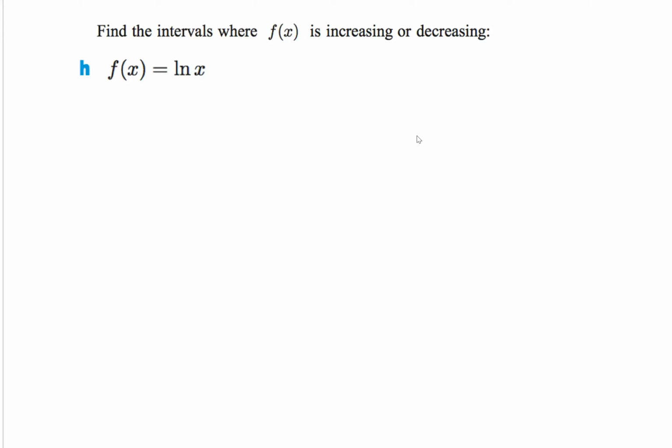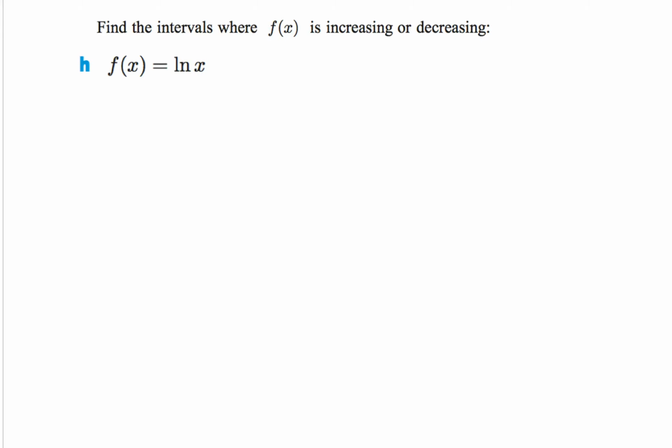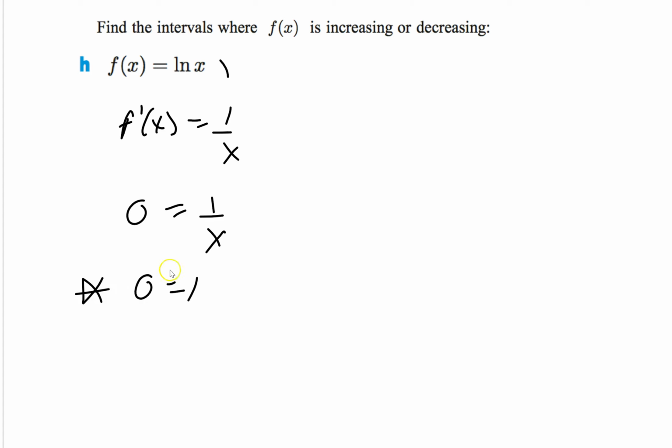Okay, so another one that's interesting. Find out where the inverse is decreasing. So let's do the same thing, right? Take the derivative, set it equal to 0. So my derivative of natural log is 1 over x. Set equal to 0. So 0 equals 1 over x. Try to solve it. Cross multiply, you get 0 equals 1. You can't solve it. Not possible.